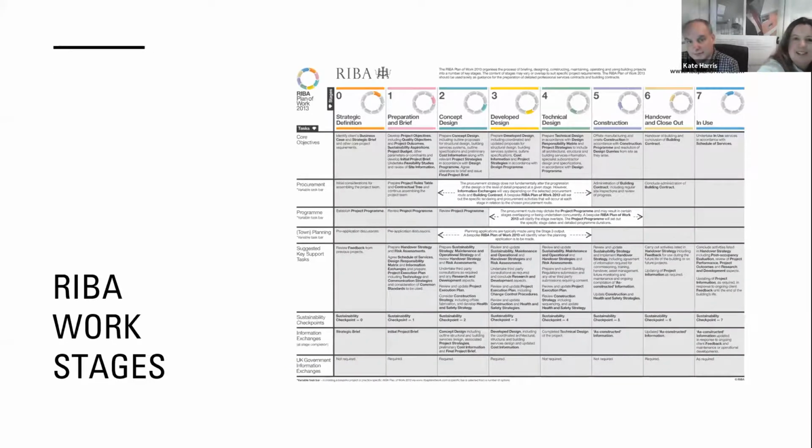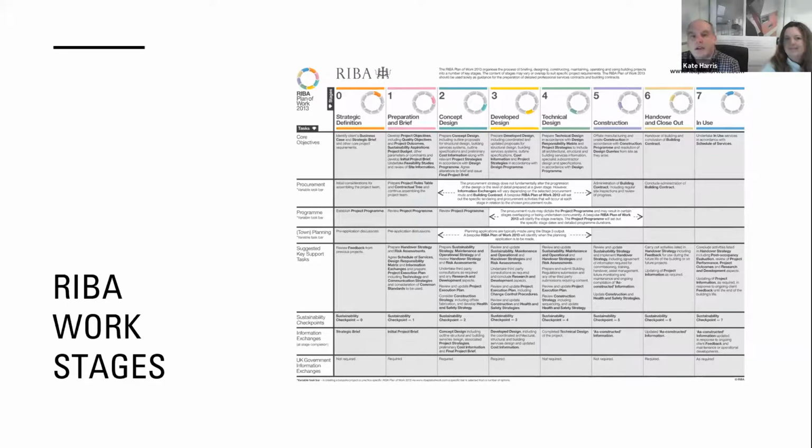Okay. Do you want to briefly mention the work stages? We briefly mentioned the work stages. We're an RIBA chartered practice. So all of our services are linked to the RIBA plan of work. Some of you might be familiar with that. That's been going now for over 60 years, I believe. In 2012, it went through a bit of a change, but this is the RIBA plan of work in its present form.